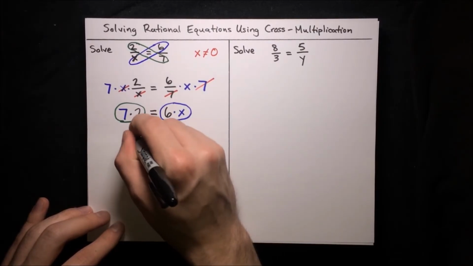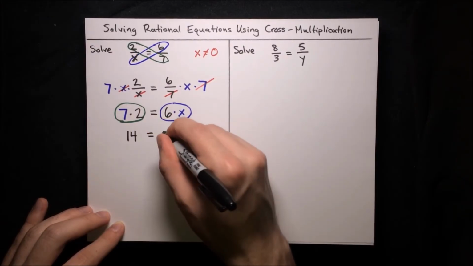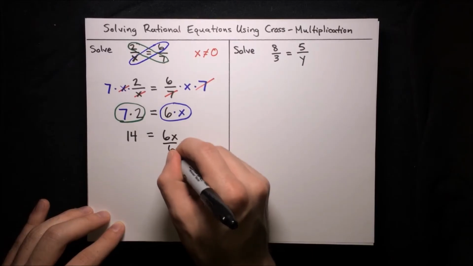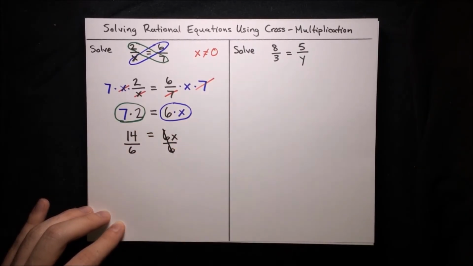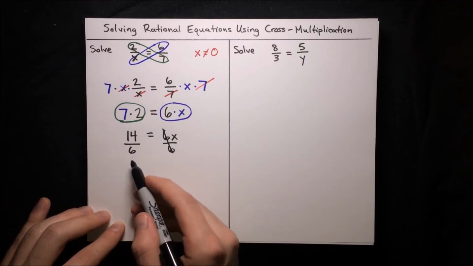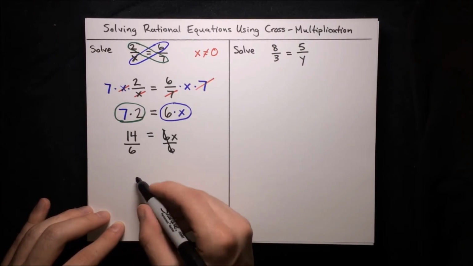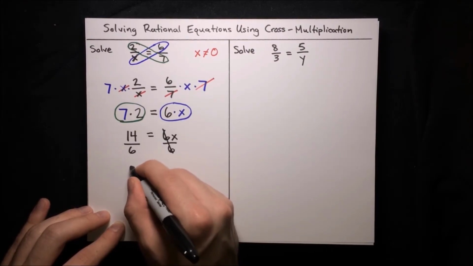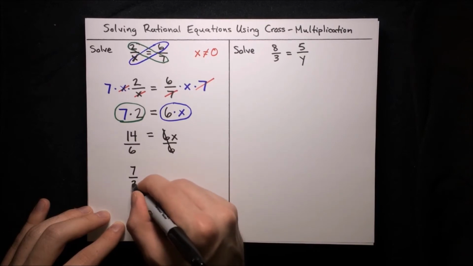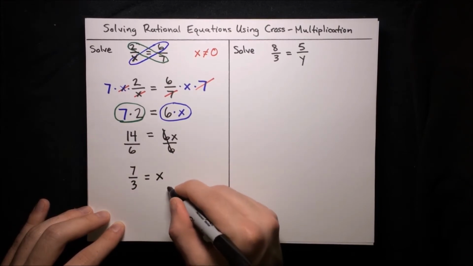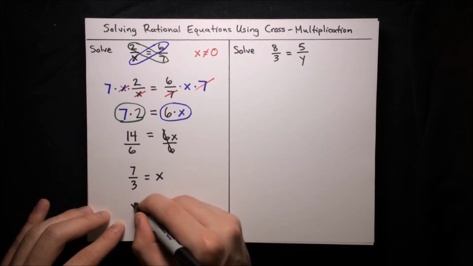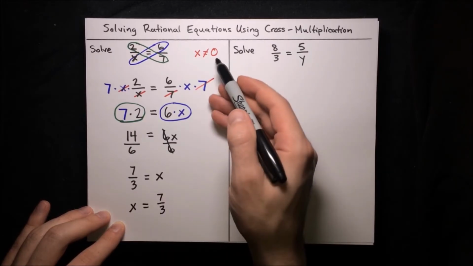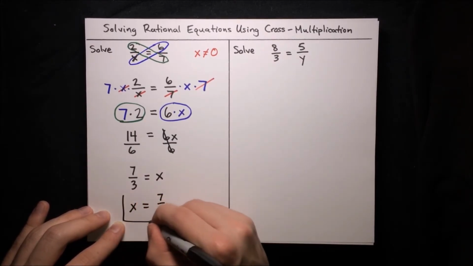7 times 2 is 14, so 14 is equal to 6x. To cancel out that 6 on the x, we can just divide by 6 on both sides. That cancels. So x is just equal to 14 over 6, and we can simplify that fraction. Numerator and denominator are both even, so divide by 2. 14 divided by 2 is 7, and 6 divided by 2 is 3. So x is equal to 7/3. Let's flip that around for clarity: x is equal to 7/3. And 7/3 is not equal to 0, so that's good. This is indeed a valid solution.